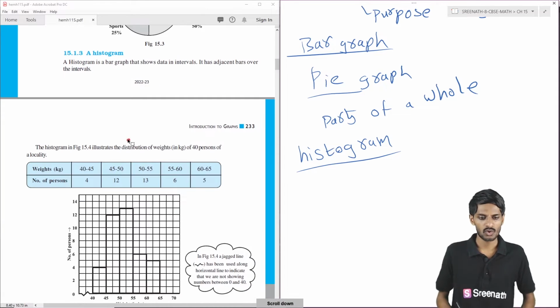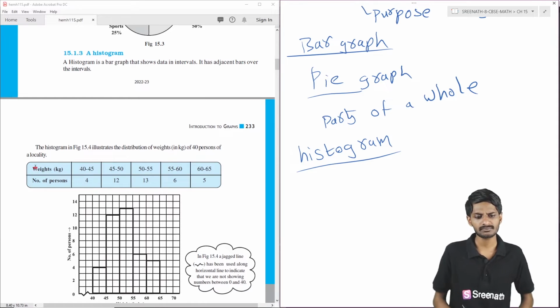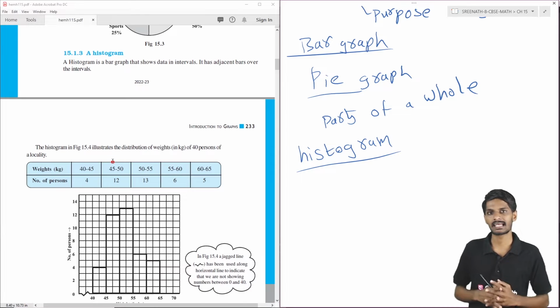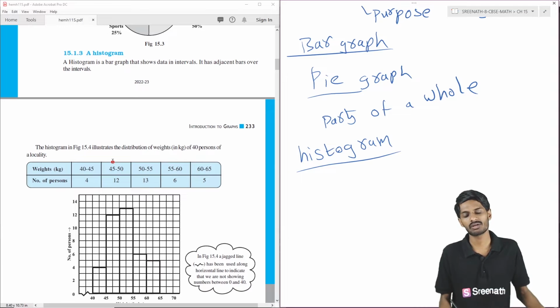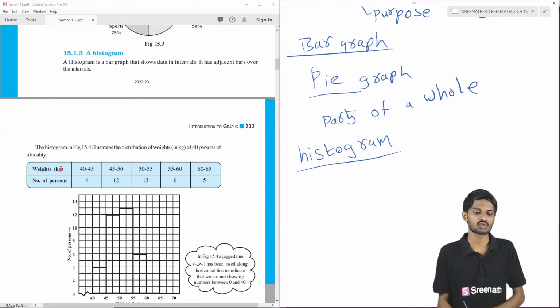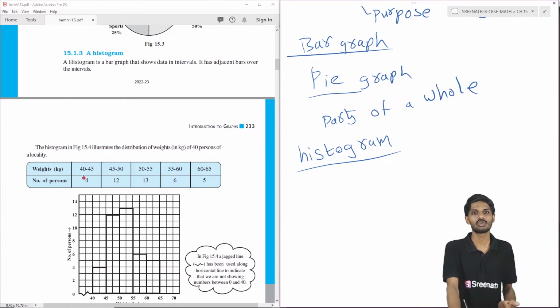Okay. So here is an example, students. The distribution of weight of 40 people of a locality. In a locality, 40 people are selected. Out of them, we have measured the weight of each person and written the data in the form of a histogram. So weight and number of persons. The weight between 40 to 45 kilograms range is how many persons?